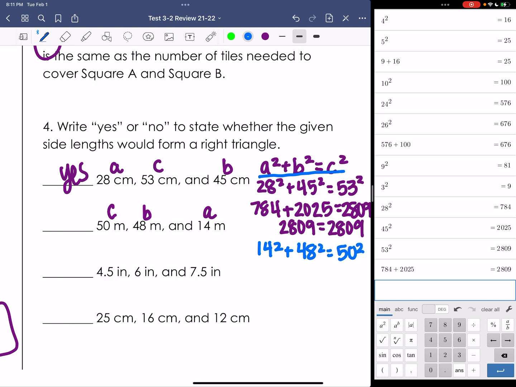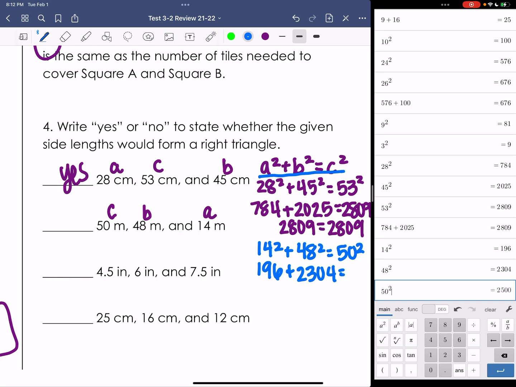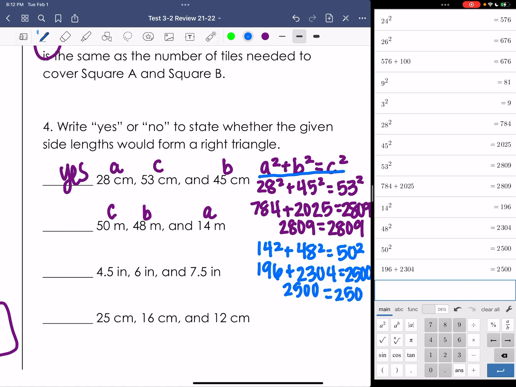So we're going to simplify our exponents. So 14 squared equals 196 plus 48 squared equals 2,304, and this should equal 50 squared, and 50 squared equals 2,500. So again, we add together our two smaller sides, so 196 plus 2,304, we get also equals 2,500. So here we have 2,500 equals 2,500. So yes, this is an example of the Pythagorean theorem.